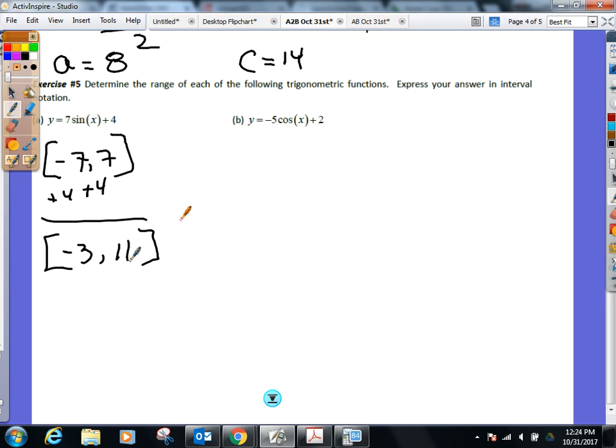Who's up next, Megan? Brooke, ready? -5 cosine x. What was my range? -5 to 5. After I shifted it up, what's the range of this new function?